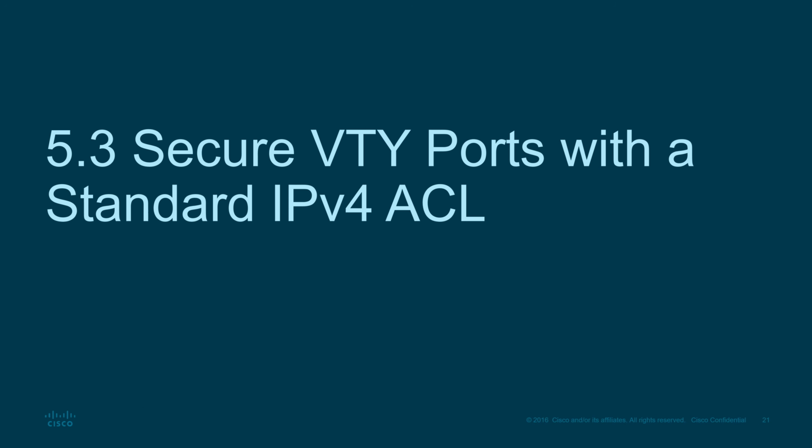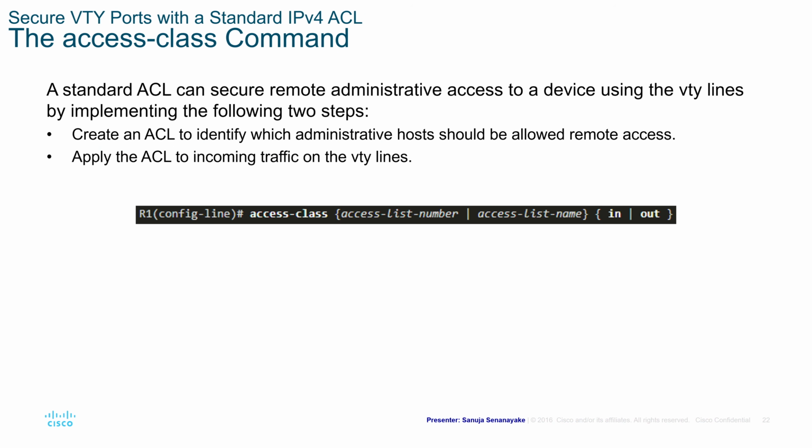Secure VTY ports with a standard IPv4 ACL. The access-class command. A standard ACL can secure remote administrative access to a device using VTY lines by implementing the following two steps. Create an ACL to identify which administrative host should be allowed remote access, and apply the ACL to incoming traffic on the VTY lines. So if you want to implement an ACL to secure your administrative access, you can apply it by first creating an ACL to identify which administrative host is to be allowed remote access, and then applying that ACL to incoming traffic on the VTY lines.